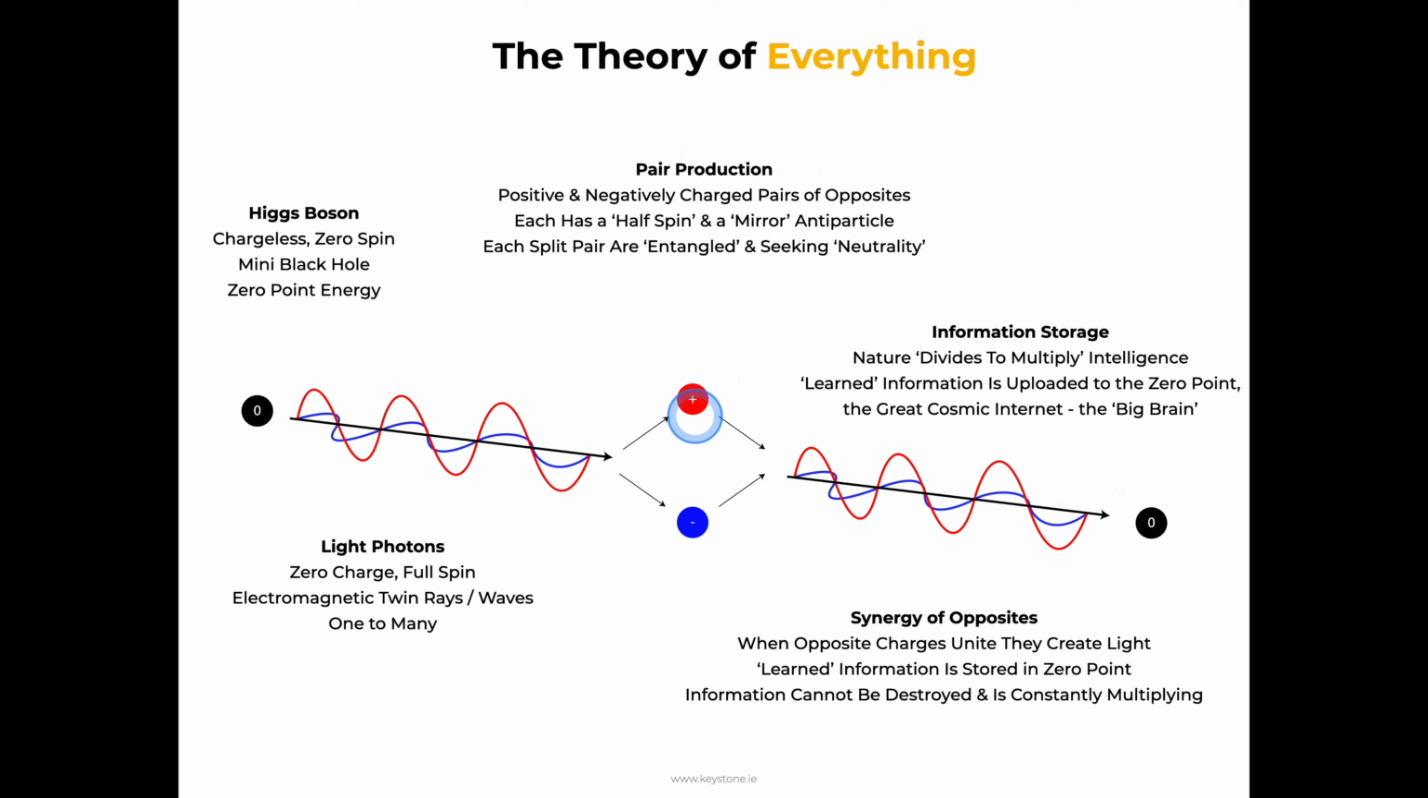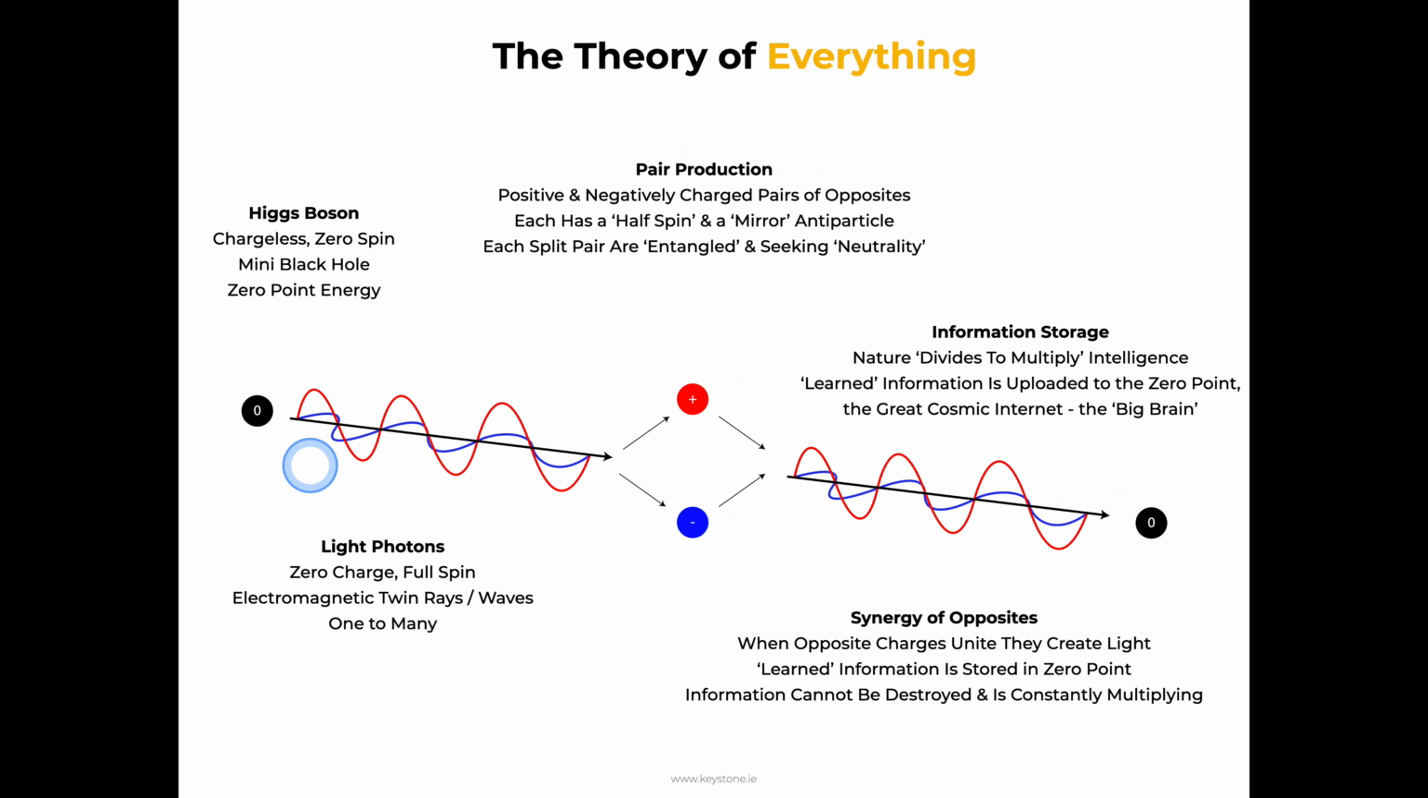And each charge has a mirror antiparticle. An antiparticle is nothing more than a mirror particle. Each pair are entangled with each other. So when these two split, they remain entangled like an invisible silver thread holding them together. And they are seeking neutrality. All charge wants to return to balance, to 0. The division is radiation. The union is gravity.